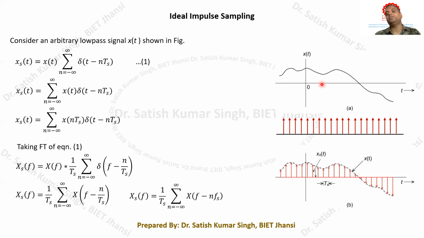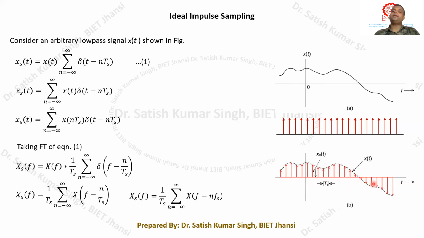Basically we can generate ideal impulses, and that ideal impulse train can be multiplied with x(t). Once it is multiplied with x(t), whatever the magnitude of x(t) is, that magnitude will be taken by this impulse train. So the impulse train magnitude will be modulated by the amplitude of the message signal x(t). Now it is something like this, this sampled version we are going to obtain.